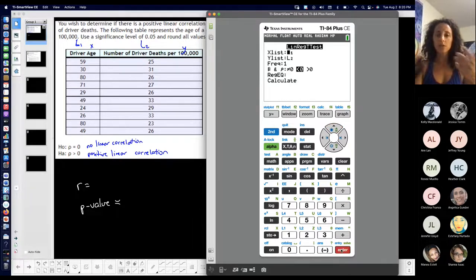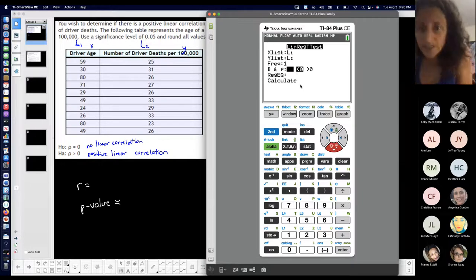Now, you see that when I click on enter, it asks me for my X list and my Y list, because it's a linear regression kind of situation. What is your independent? What is your dependent? It already has it in there for me. It probably does for you. My L1 is my X and my L2 is my Y. That's why I always label this stuff too, because especially when I'm interpreting, I always want to see what is my independent and what's my dependent. Leave your frequency 1.